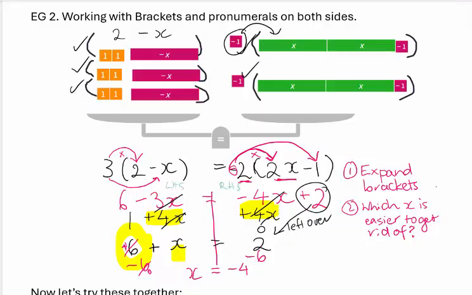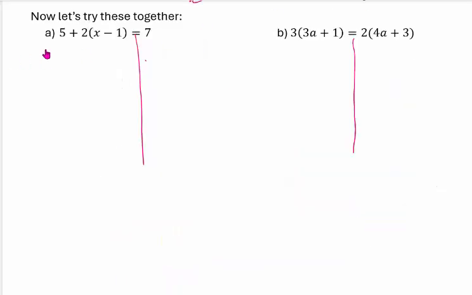Again, check your answer. Just put it in your calculator. Let's move on to the next one. So again, the first step is expand the brackets. Don't think about it, just do it. Here we go. 5 plus 2 times x is 2x. 2 times negative 1 is negative 2 equals 7.